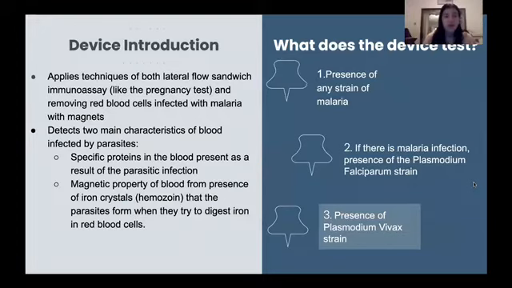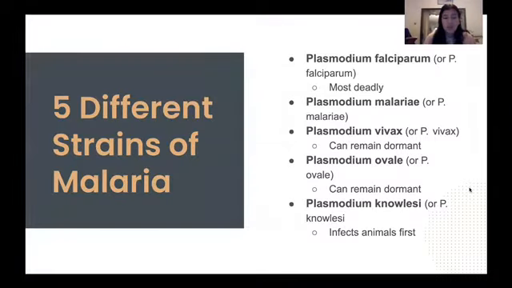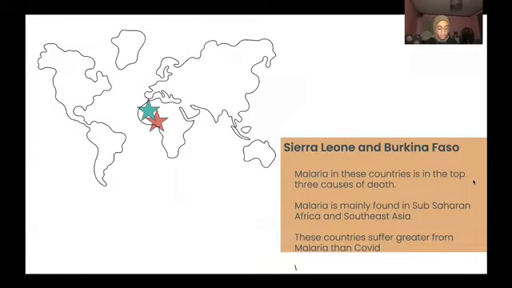Our product applies 2 techniques, one which is the lateral flow sandwich immunoassay used in a pregnancy test, and the other is removing red blood cells infected with malaria by using a magnet. There are 5 different strains of malaria. The 2 strains we're testing for are Plasmodium falciparum, which is the most deadly, and Plasmodium vivax, which can remain dormant for years. Malaria is most present in sub-Saharan Africa and Southeast Asia. However, roughly 50% of the world's population is at risk for this disease.